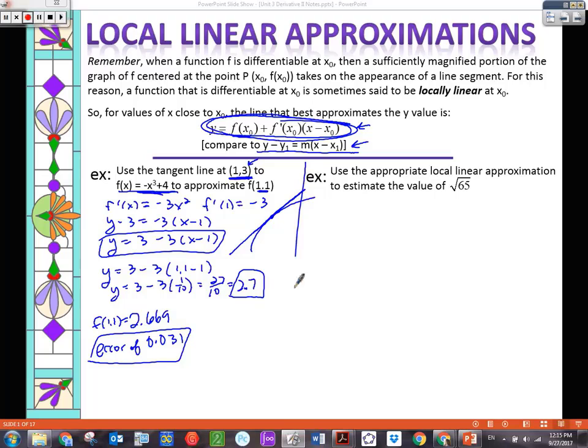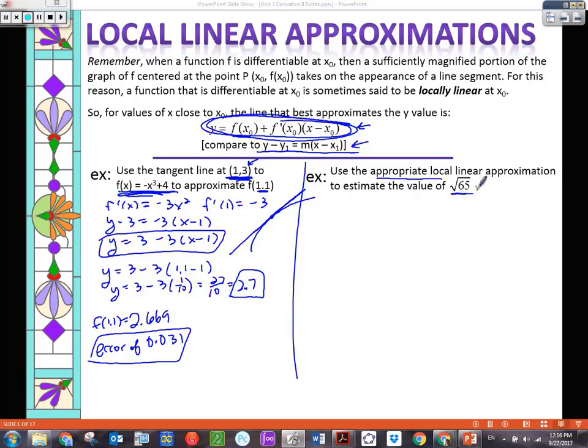The second problem, we are told to use the appropriate local linear approximation. Appropriate, now they're making us pick. We've got to pick what would be the appropriate local linear approximation to estimate this. So our task is to figure out what function we are going to use and what our x naught is going to be. That's up to us. Now keep in mind that we would not have a calculator. That's why they're asking us to do an approximation, because we wouldn't have a calculator.